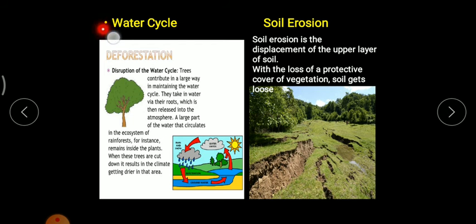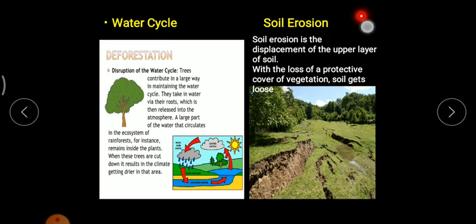Another problem with deforestation is the water cycle. As we know, trees play an important role in trapping water and in transpiration. This you have already studied. With the help of trees, a water cycle is created. If there is no tree, then this water cycle will be disturbed.